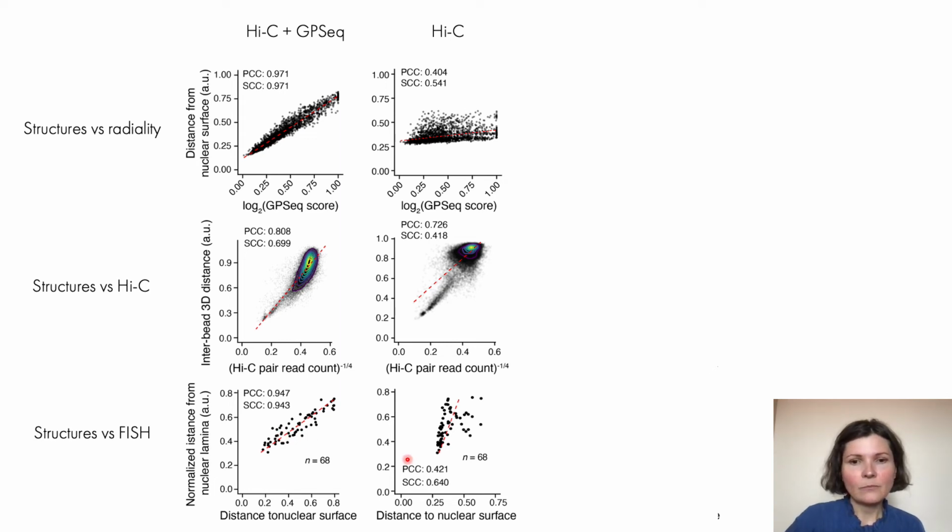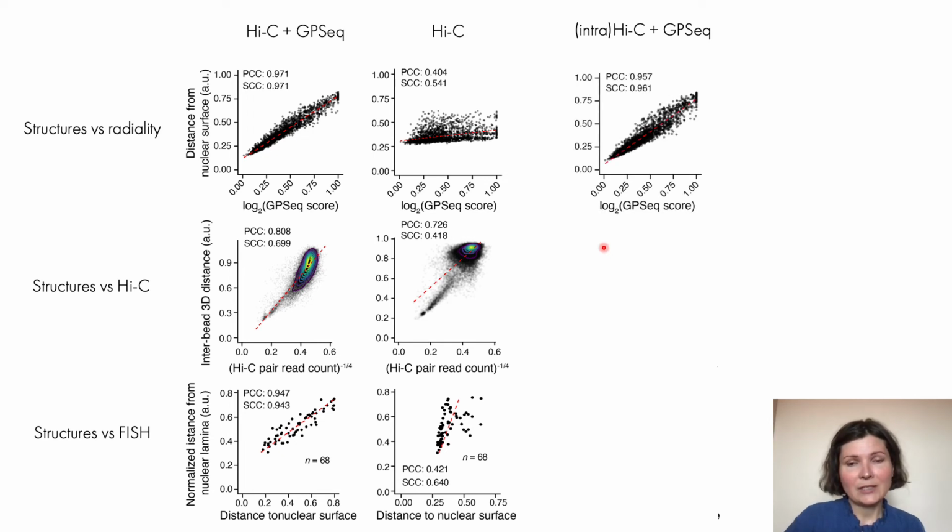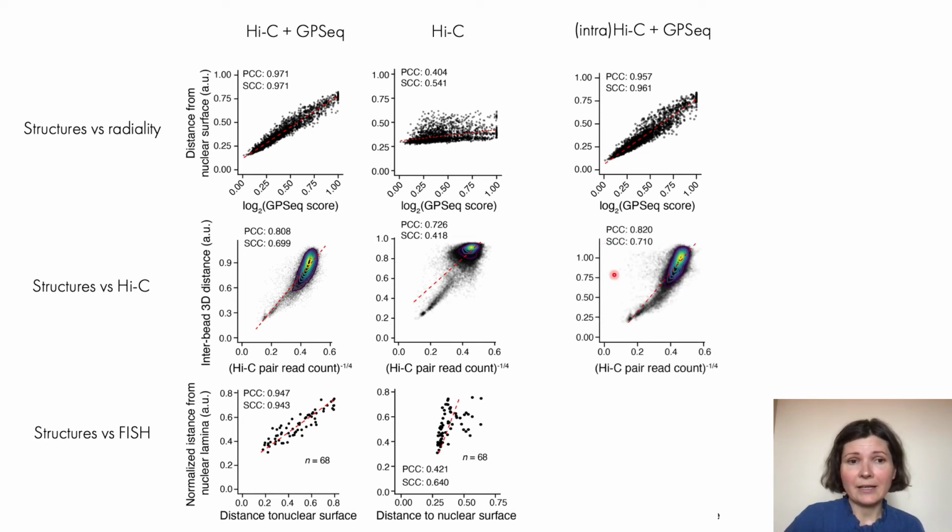We went a step further and wondered what would happen if we entirely omitted trans contacts from Hi-C. So really focusing only on intrachromosomal contacts, taking only those with GP-seq. What would happen if we generated 10,000 structures there? And so, as expected, again, they correlate very well with the GP-seq. They actually correlate equally well with the original Hi-C data that has both trans and intra contacts.